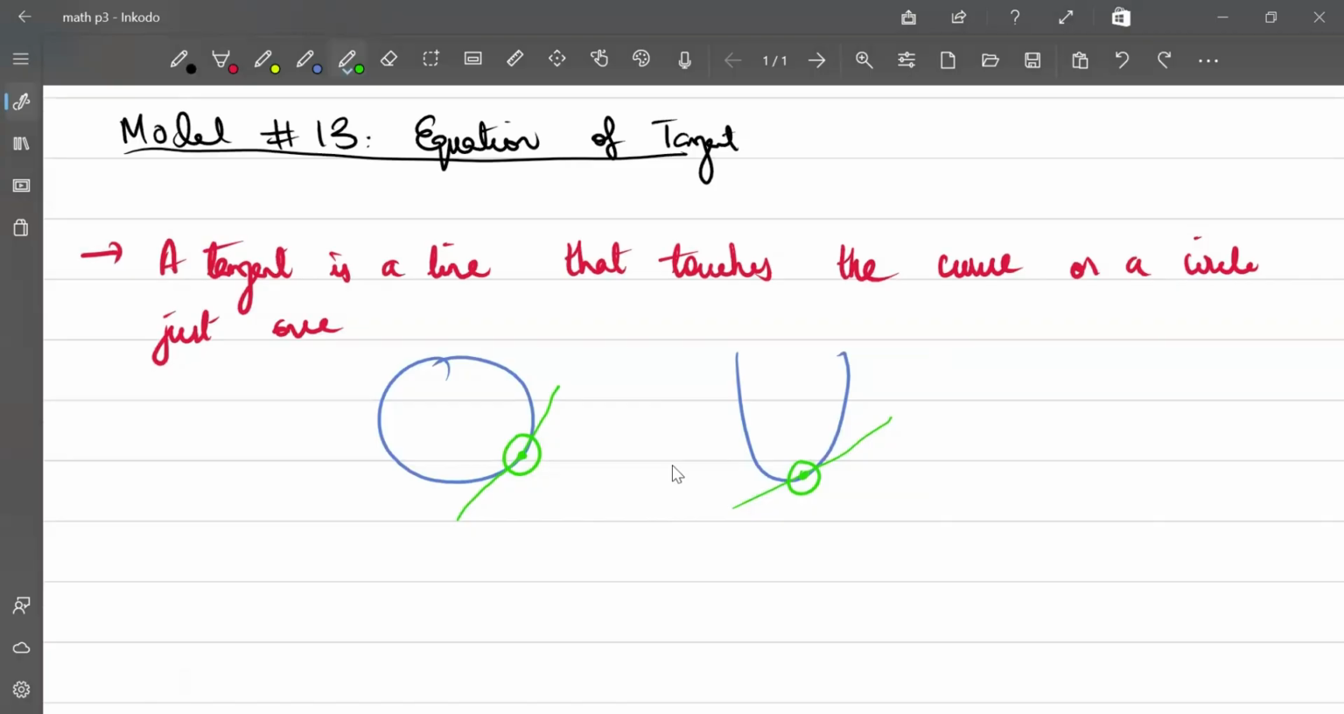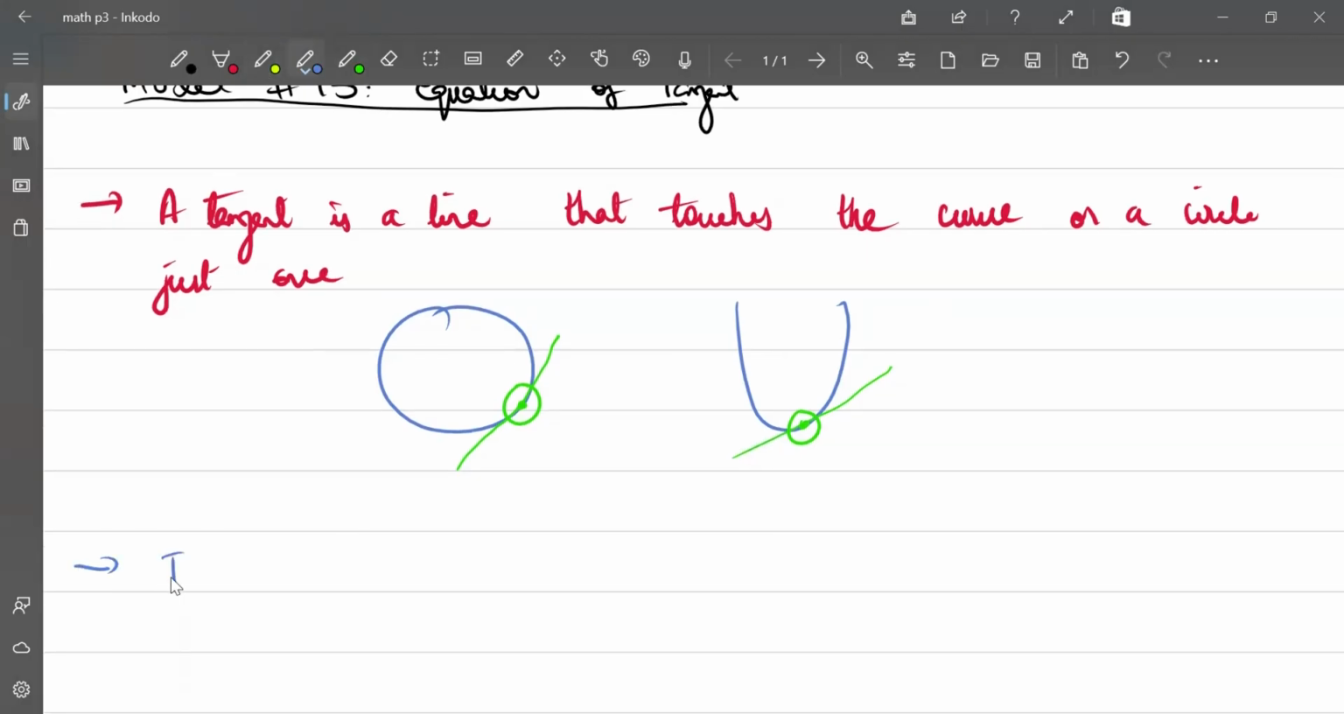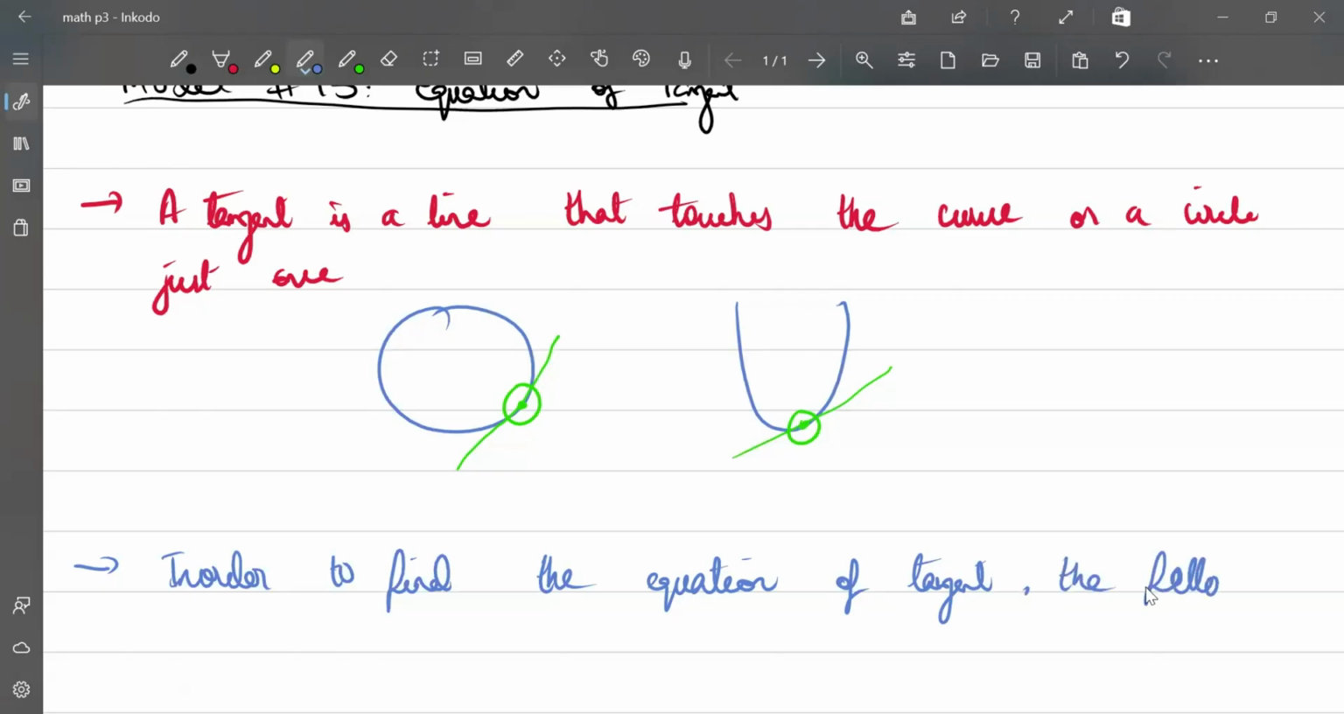So in order to find the equation of this line, there are certain steps you should follow. Let's just write it down. In order to find the equation of tangent, the following steps are applied. Okay, so step number one.